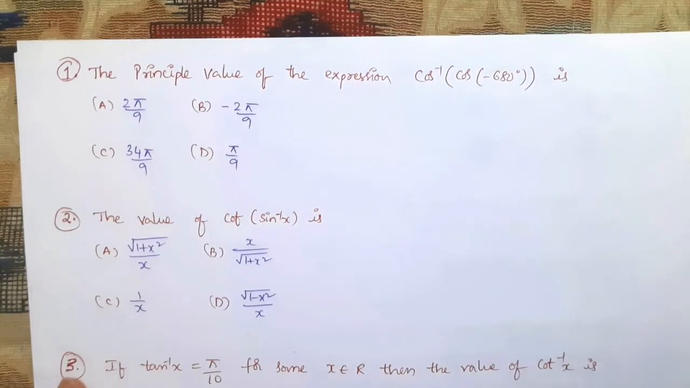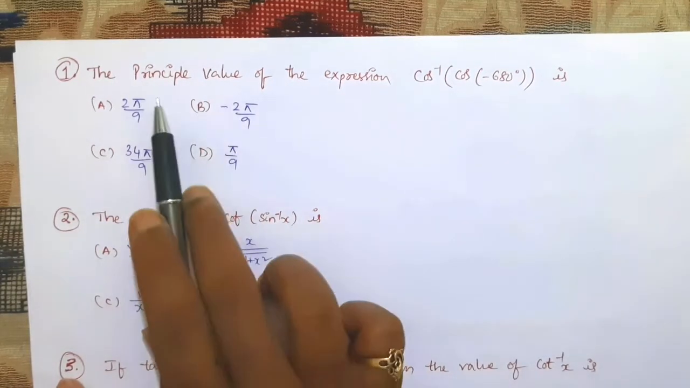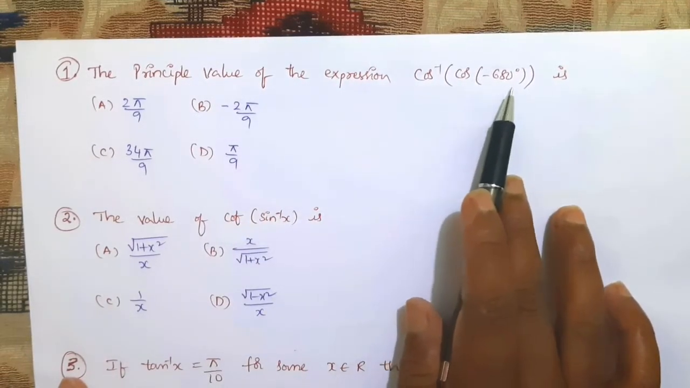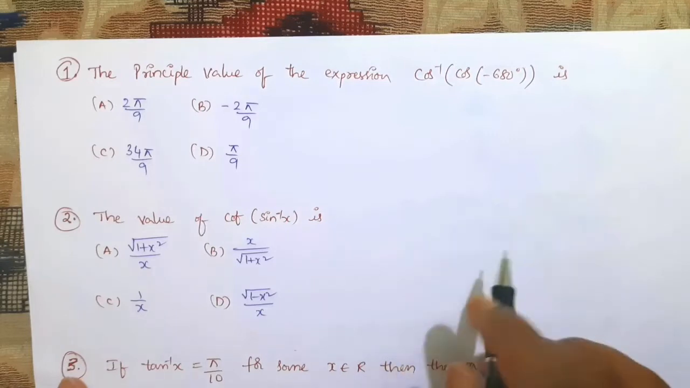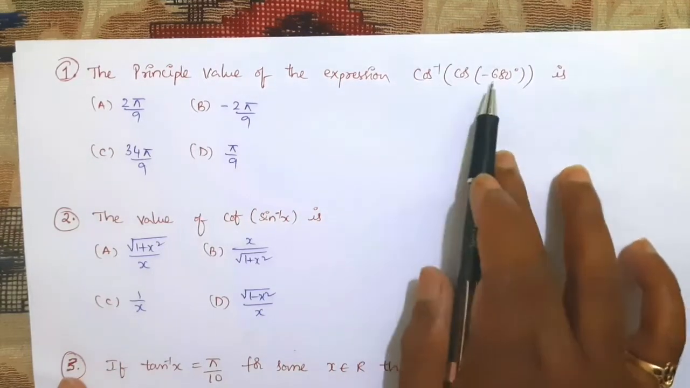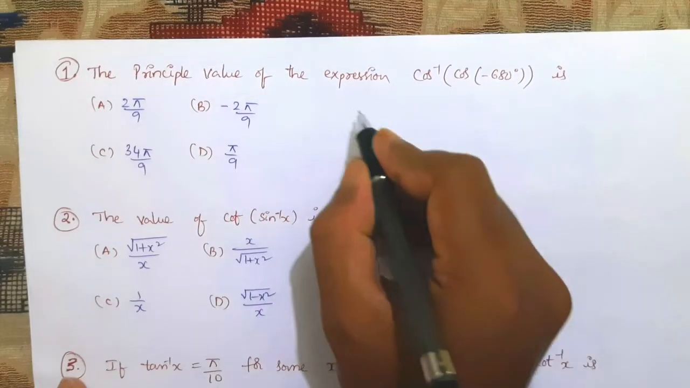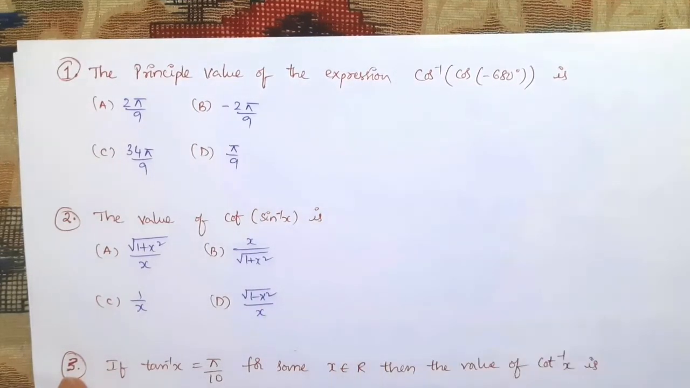The principal value of the expression. What they are asking is the principal value of the expression cos inverse of minus 680 degrees. Now we need to simplify that, and whatever value we get, that only we will consider. First we need to simplify minus 680 degrees.